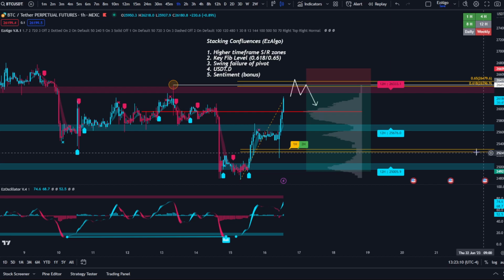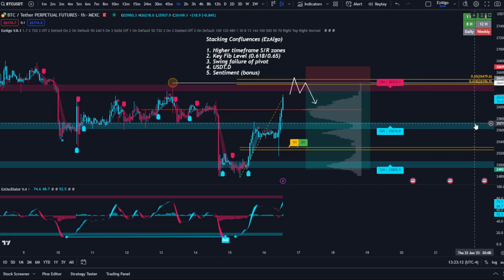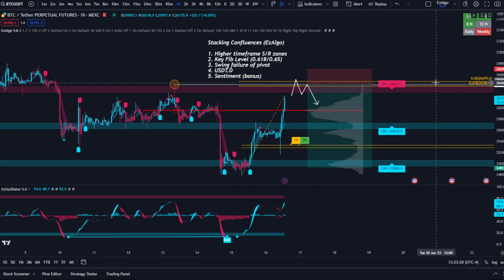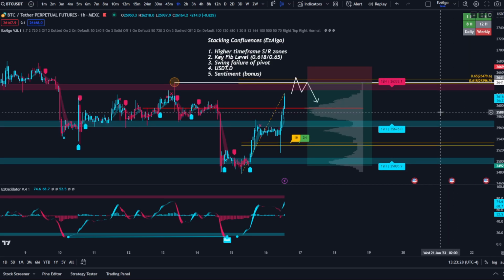So I'm currently looking at a short position here at around 26.4. And the reason being is because of the confluences that I'm about to mention. Now, I'll put these confluences in order of which ones I think are most important, right? So the first one, higher time frame support and resistance zones. Now, it's very important that you use higher time frame levels, even if you're on a lower time frame. This is because higher time frame levels, or should I say zones, are more respected than lower time frame zones.